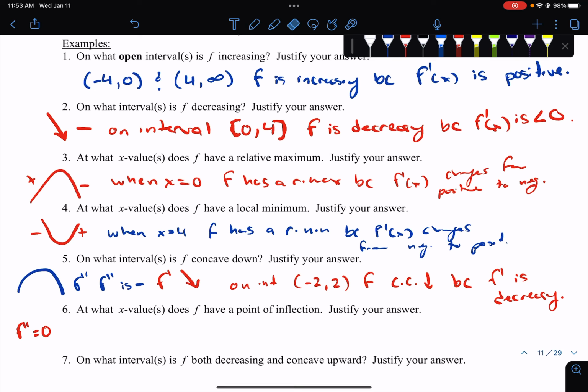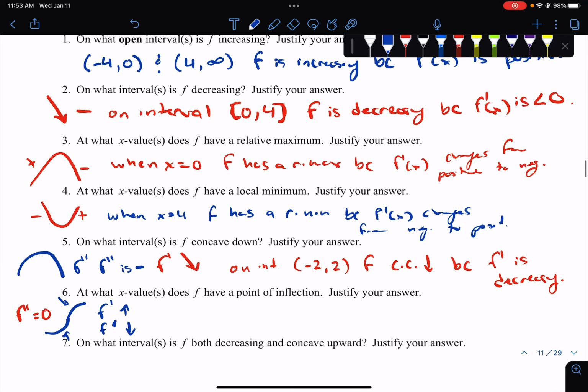So if my function is changing concavity, then my slope is increasing right there. And what makes the change of concavity is now my slope is decreasing. So I'm interested in when is my slope increasing and when is my slope decreasing? Because if it changes from increasing to decreasing or the other way around, then that means I have a point of inflection because my concavity is changing.